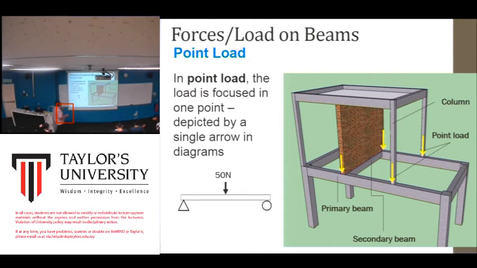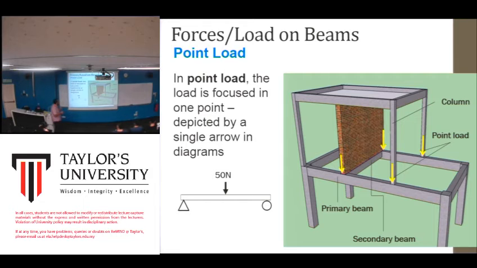How does this point load work with a building structure? Yeah? Let's say we have a two-story structure. This is the ground floor. This is the first floor. Okay, in a point load, the load is focused on one point, represented by a single arrow in the diagram. We call this a free body diagram.